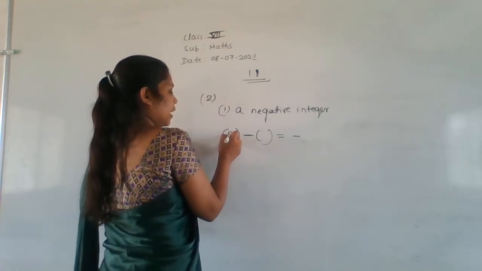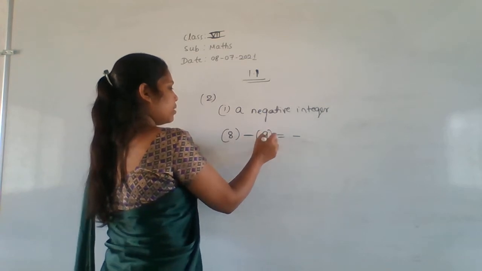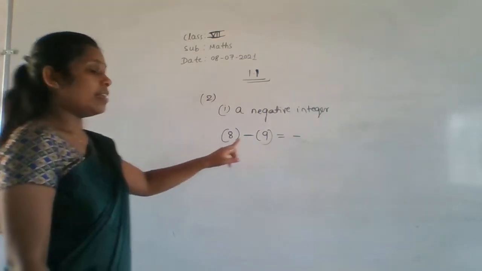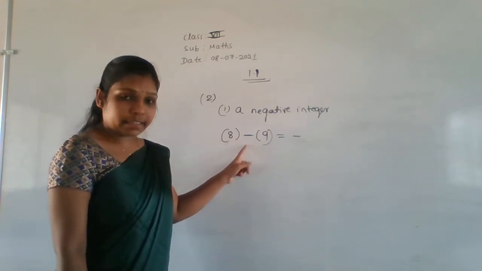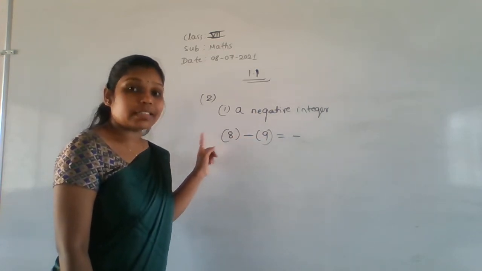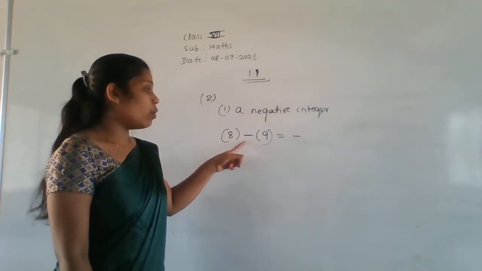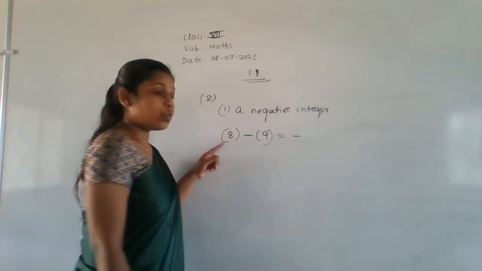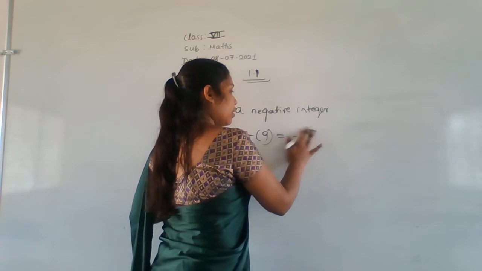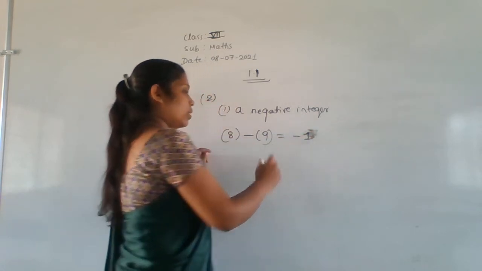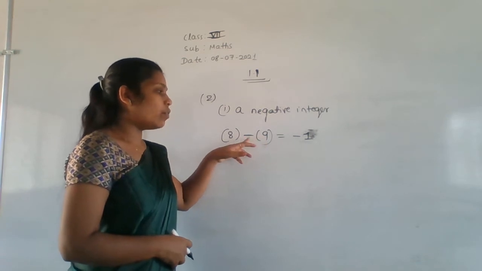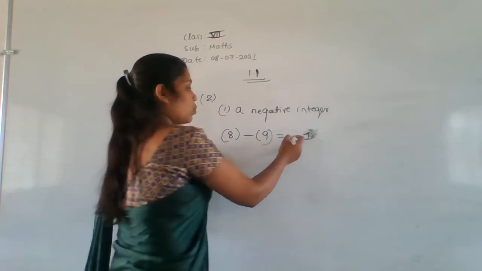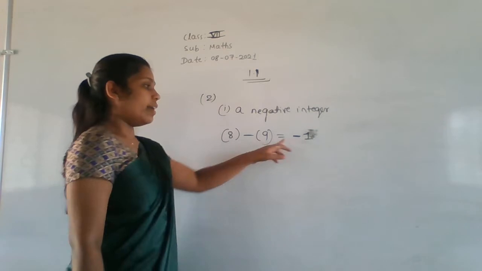Negative integer means here, take 8 and here will be minus 9. 8 minus 9. So here plus 8 is there, here minus 9 is there. If one value is plus and another value is negative, then we have to do the subtraction only. So 9 minus 8, that will be the 1. And next, what is the bigger number sign? The bigger number is 9 here and the sign of the bigger number is minus. So write the answer as minus 1.